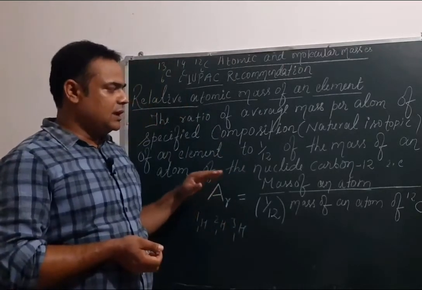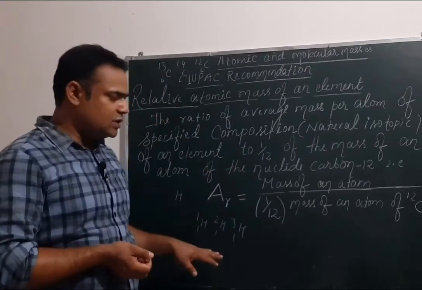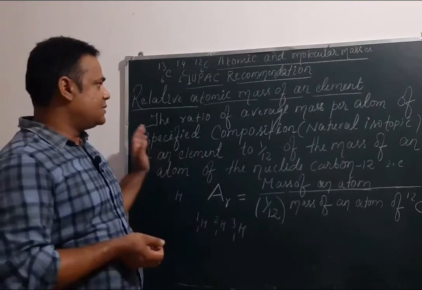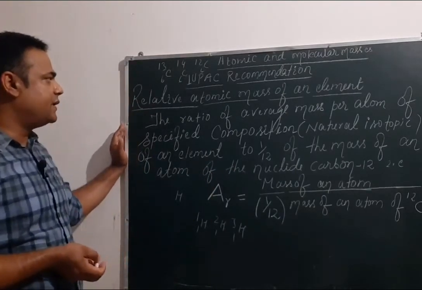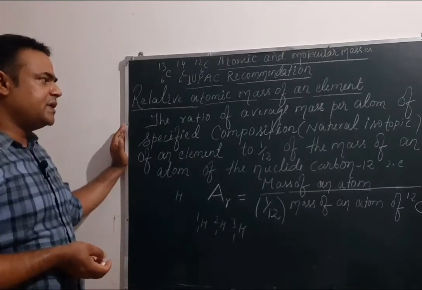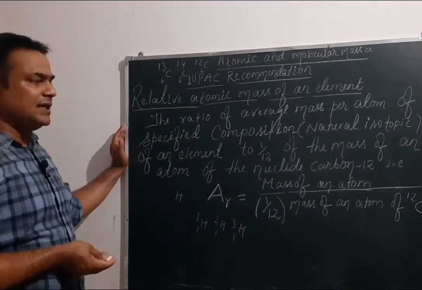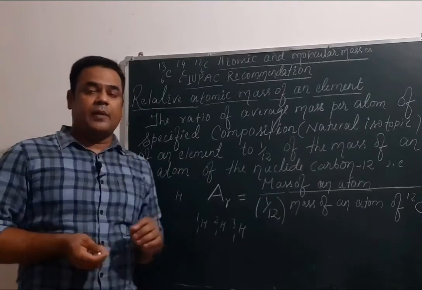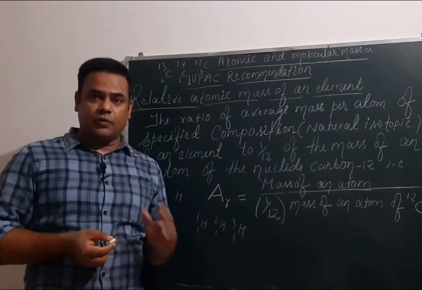So it is a little bit clear. You may note down this definition. So what is the relative atomic mass of an element? It is the ratio of an average mass per atom of a specified composition, that is natural isotopic composition. Remember, that must be natural isotopic composition.